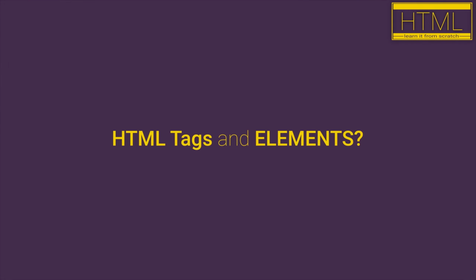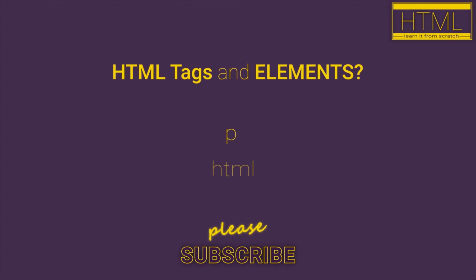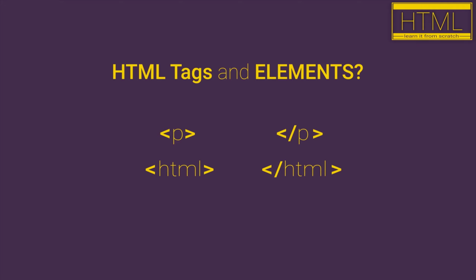What are HTML tags and HTML elements? Well, a letter or word surrounded with less than sign and greater than sign, or a letter or word surrounded with less than sign, slash and greater than sign are HTML tags. So we have two types of HTML tags. We have start HTML tags and end HTML tags.